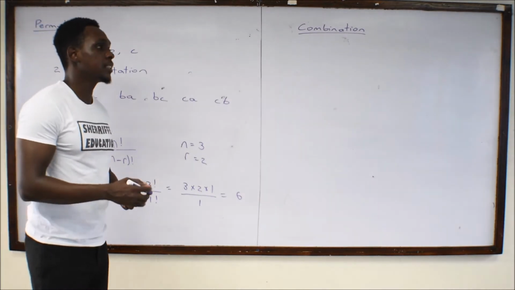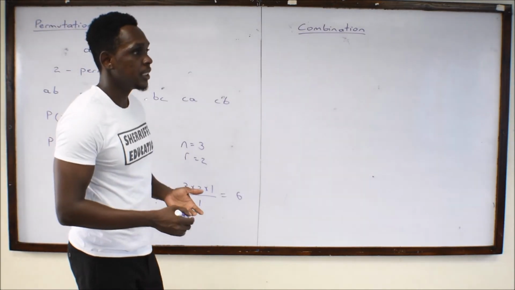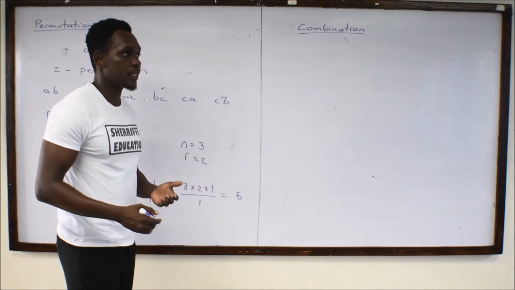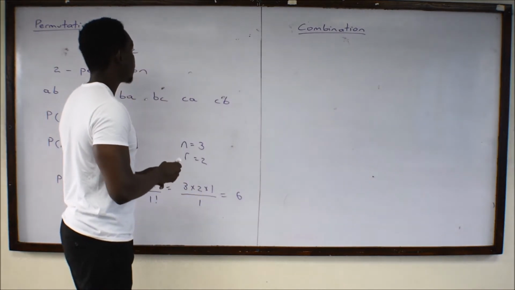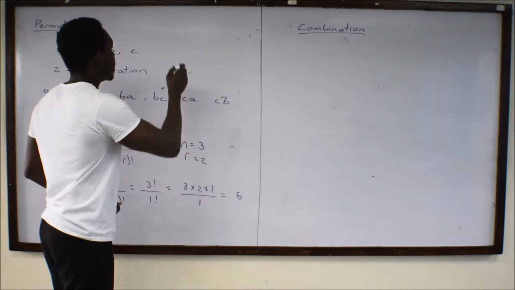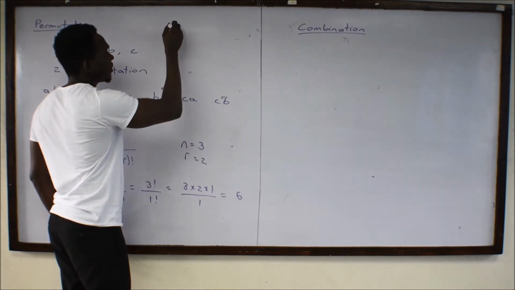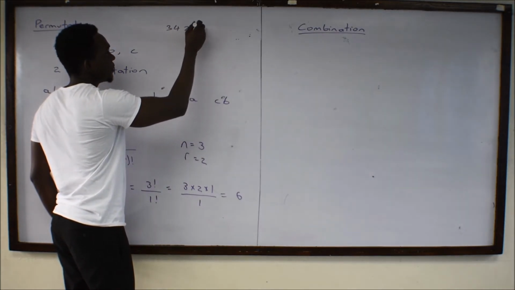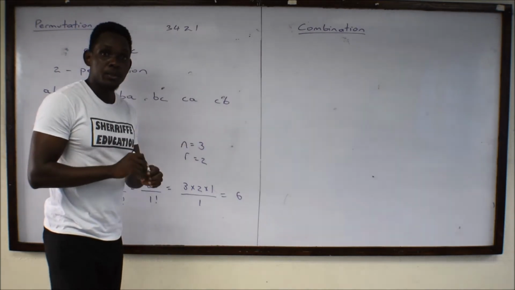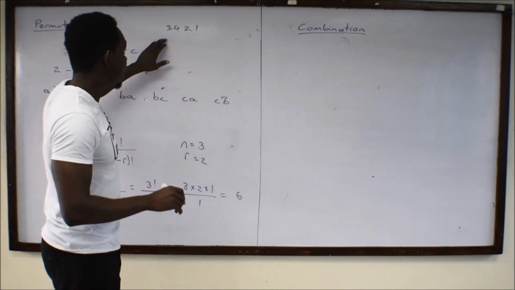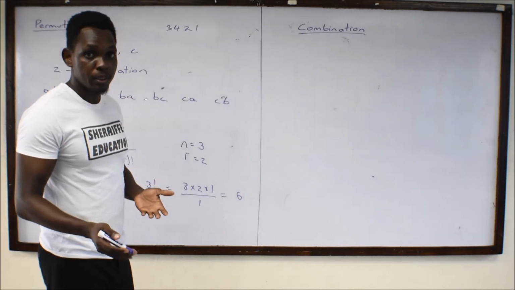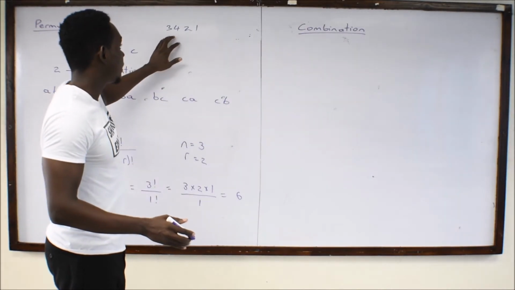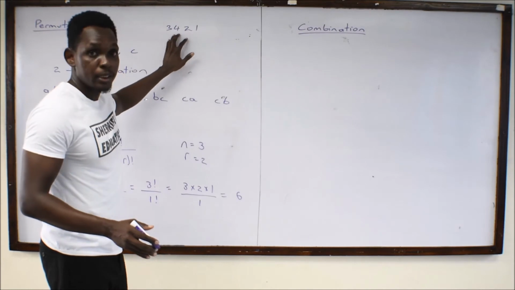Now, permutations are used in, say for example, your phone pin. So let's say your phone pin is 3, 4, 2, 1. You have to enter your pin in this exact order in order for your phone to be opened, right? And that would be a permutation.